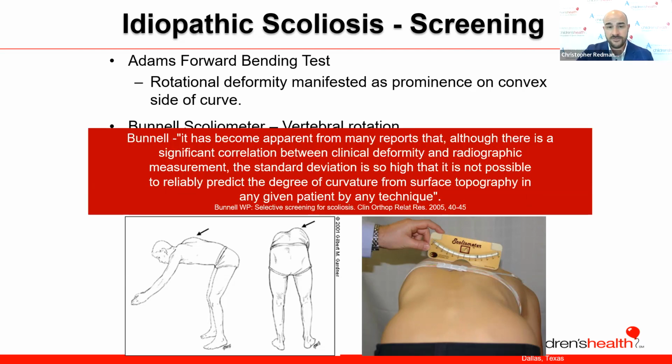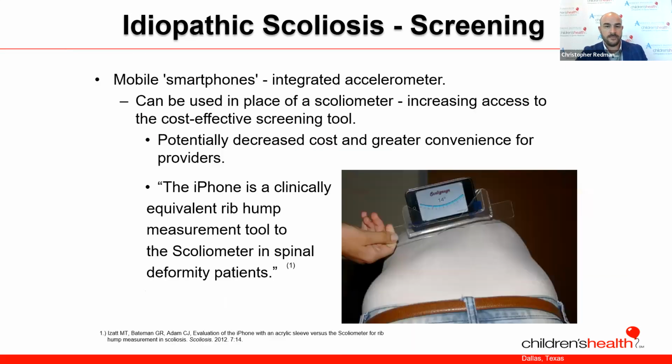Even Bunnell himself would tell you that we cannot diagnose this based on this. He demonstrated that there's wide variation in the amount of rotation for a given spinal curvature, and therefore we cannot accurately diagnose this, but it can be used as a screening tool.